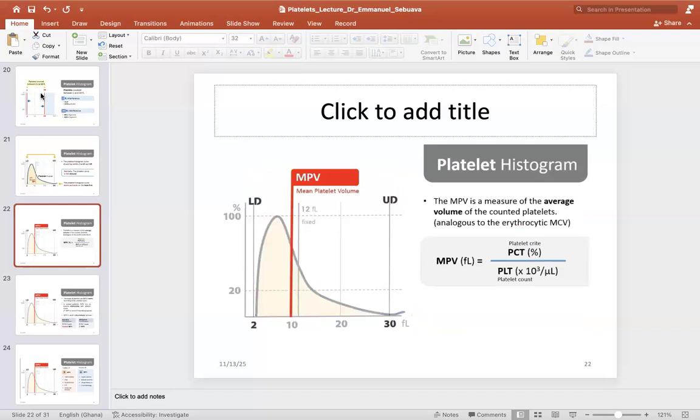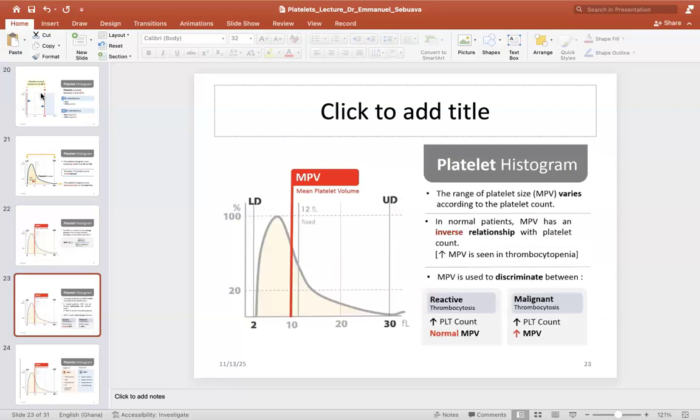So, like I mentioned earlier, your MPV is your mean platelet volume. That's the average of the volume of the counted platelets that you have. And it's similar to your MCV in the case of RBCs.